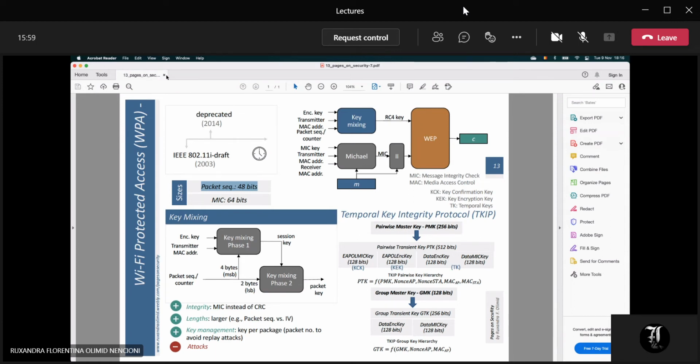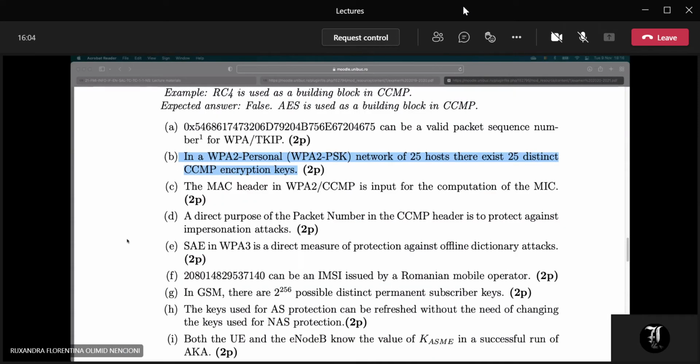It's derived from the secret, or whatever it is named, the master. It doesn't matter. So it's the same for all 25 hosts. But it was derived based on something else, if you remember. The initial secret password, the MAC addresses, and some nonces.